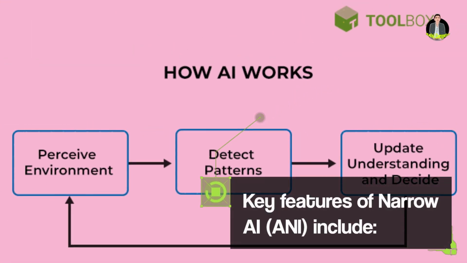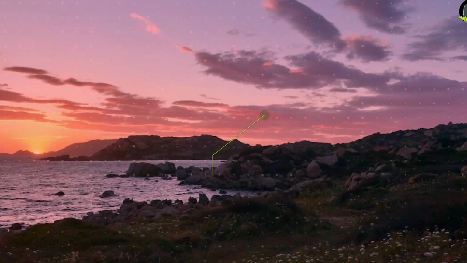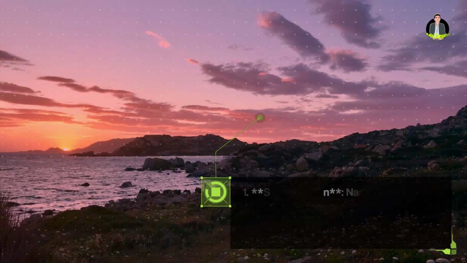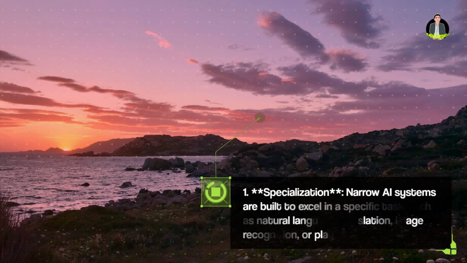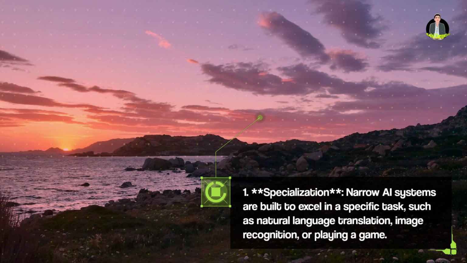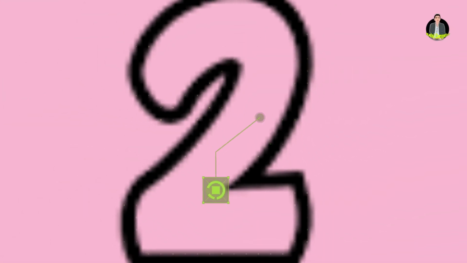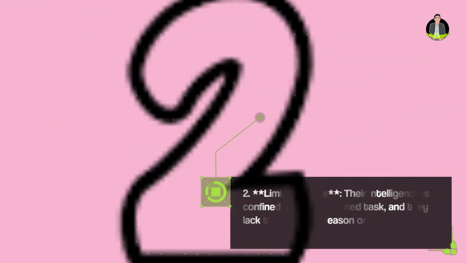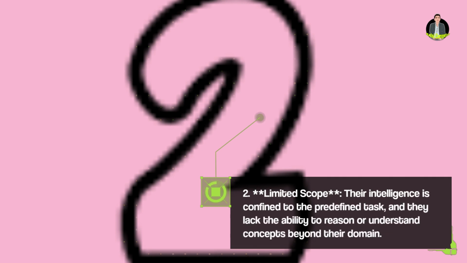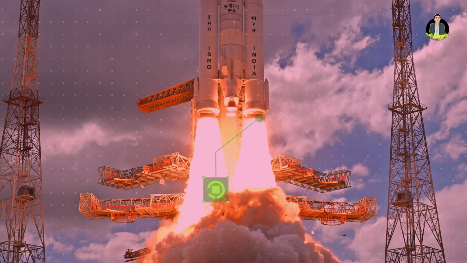Key features of narrow AI, ANI, include: 1. Specialization. Narrow AI systems are built to excel in a specific task, such as natural language translation, image recognition, or playing a game. 2. Limited scope. Their intelligence is confined to the predefined task, and they lack the ability to reason or understand concepts beyond their domain.